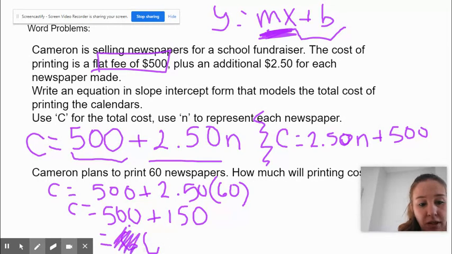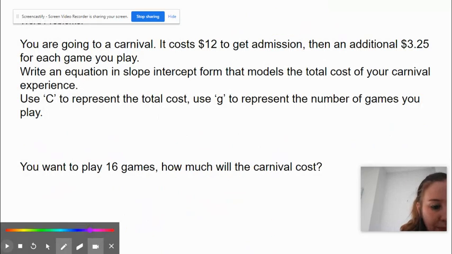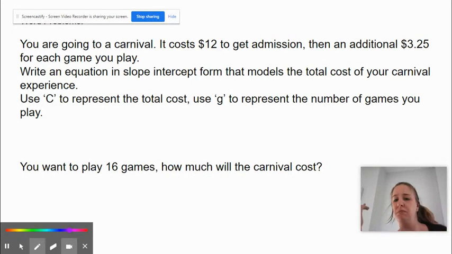Your total cost would be $650. $650 altogether. All right, so we're going to go over this a little bit quicker, right?